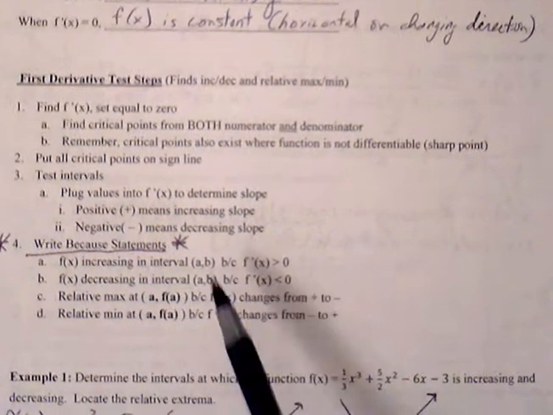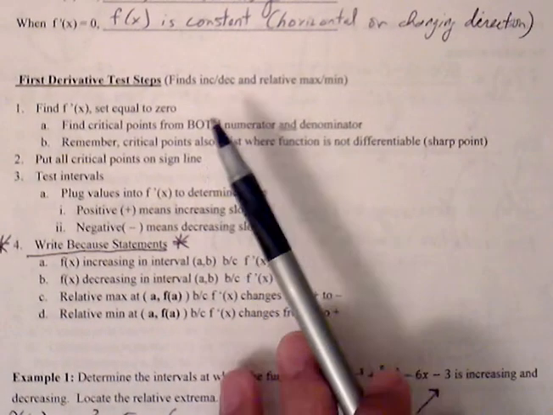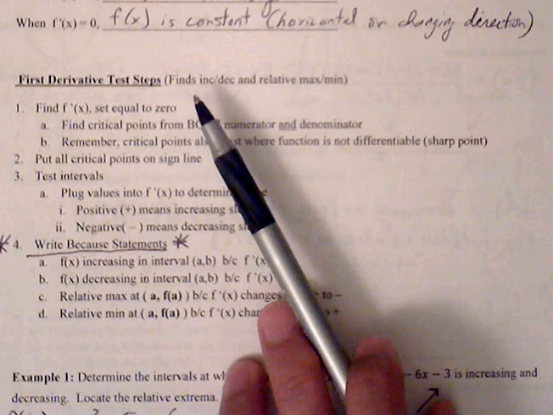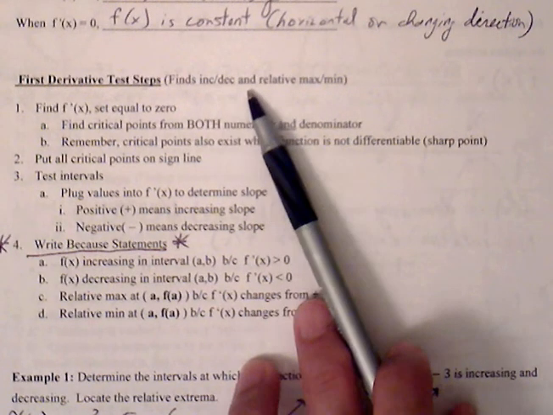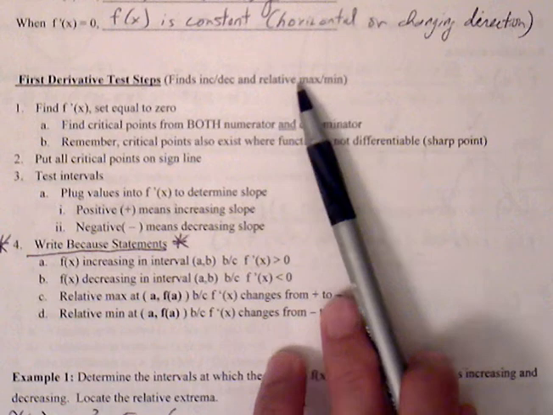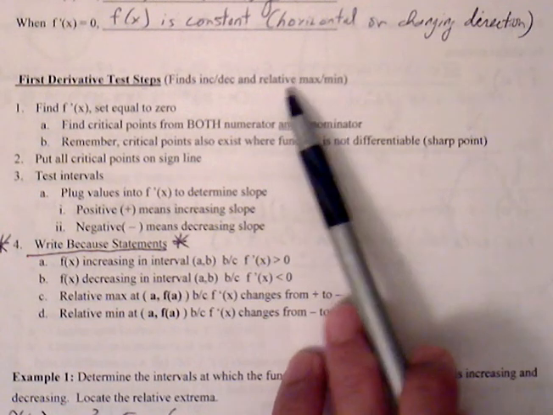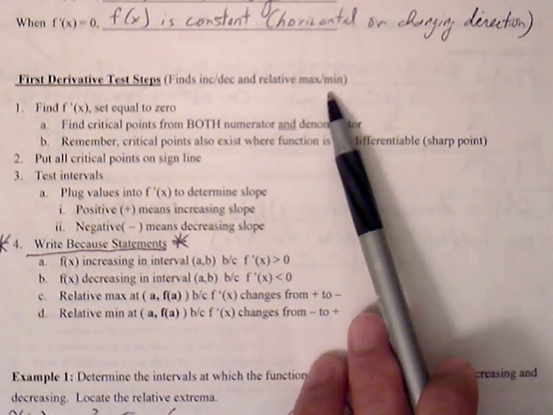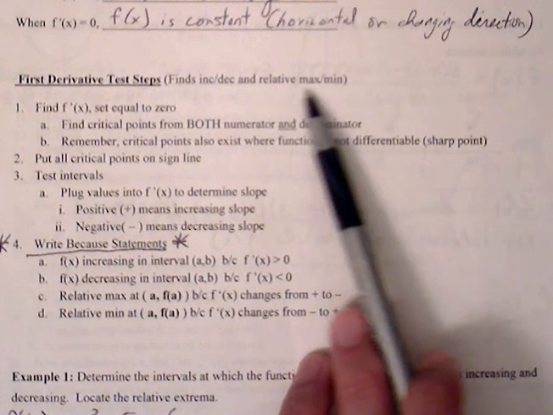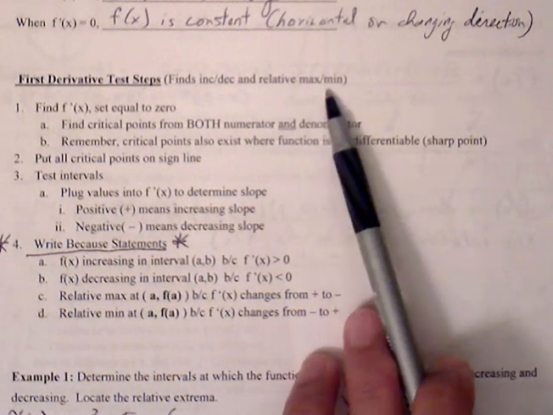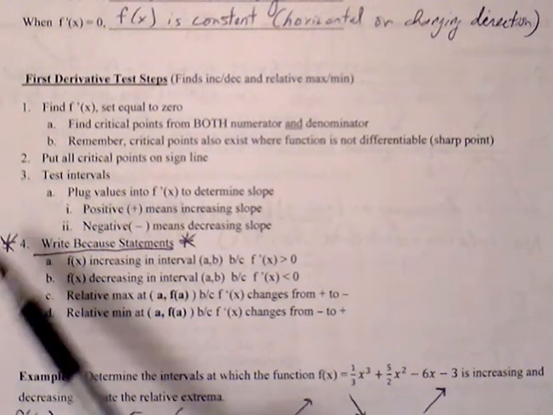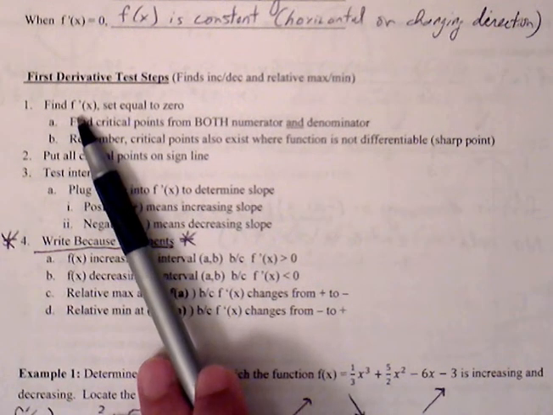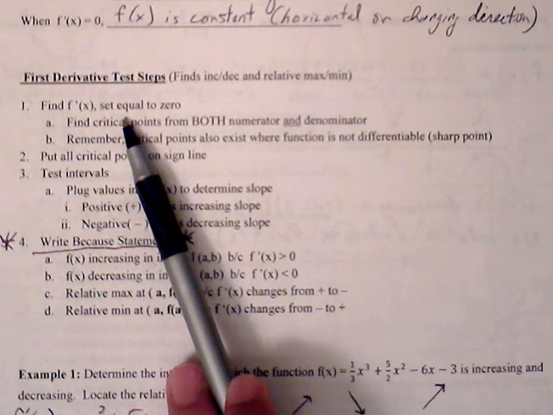Okay, so the first derivative test is to determine, using f prime, using the first derivative function, where the graph is increasing, where it's decreasing, and also so that we can determine whether the graph has a relative maximum or a relative minimum. The way we do that is we look at whether there's any change in slopes at those critical points. So first thing we do is we find the derivative, we set it equal to 0, and find the critical points.